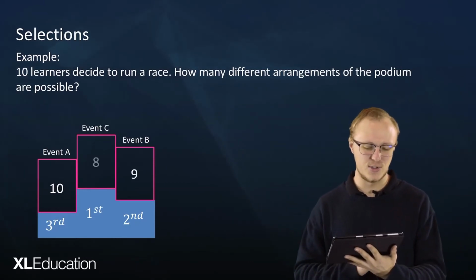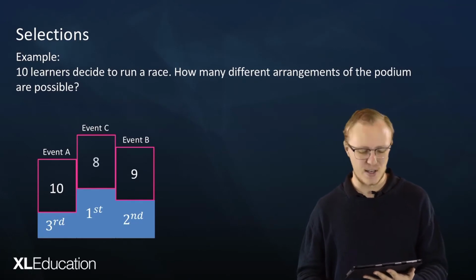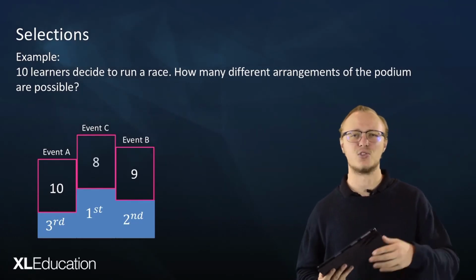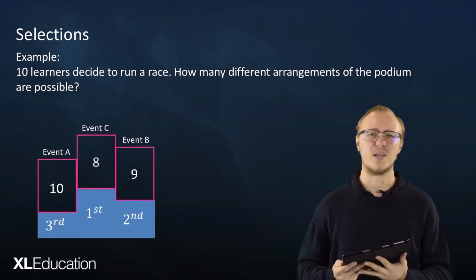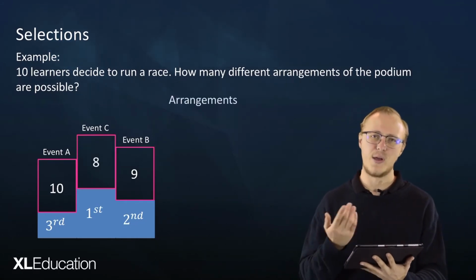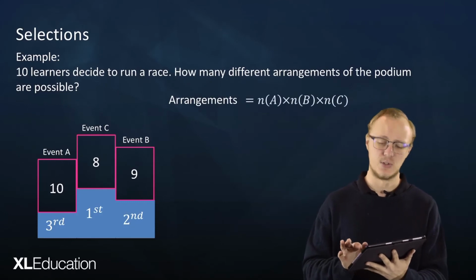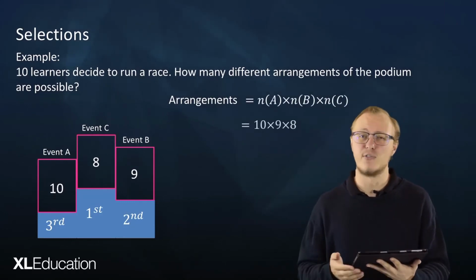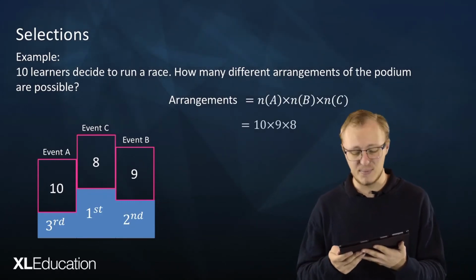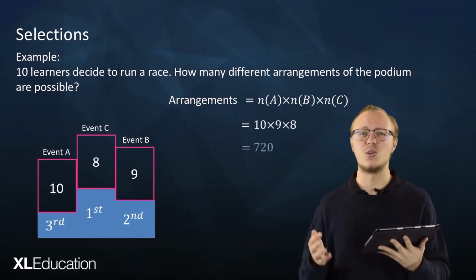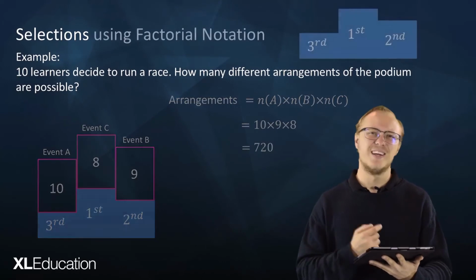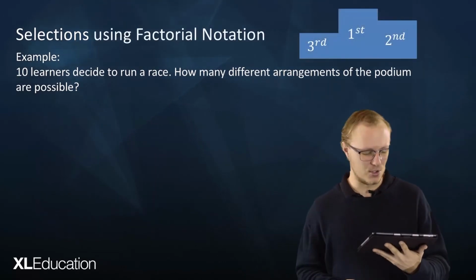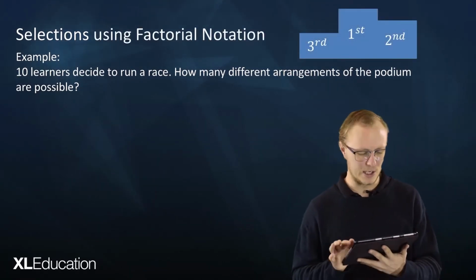And then when we choose who can be in first place, there are 8 to choose from because 1 is in third place, another one is in second place, and there are 8 people left to choose from. So, if we apply the fundamental counting principle to that, we find that the number of arrangements is 10 times 9 times 8, which is equal to 720. Right, so is there a faster way to do this, maybe one that includes a rule?